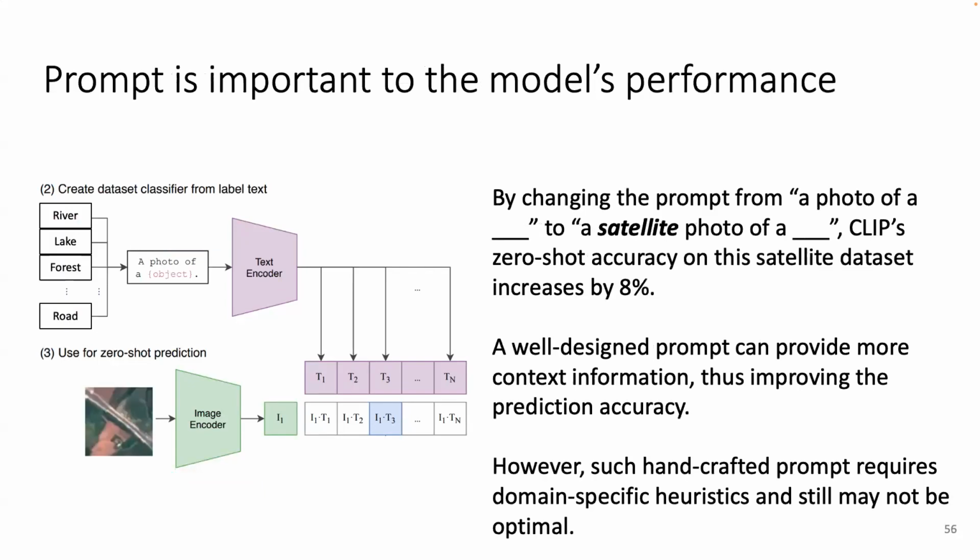For example, in this case, if we just replace the prompt "a photo of" with "a satellite photo of", so we just add one word to this prompt, it can increase the performance of the CLIP model on this new data set by 8%. So it shows that although CLIP is very great, the current handcrafted strategies indeed limit its ability to further enhance the robustness or generalization of these foundation models.